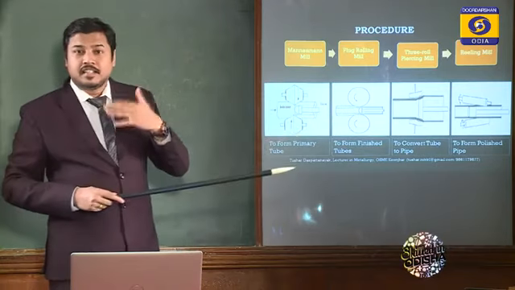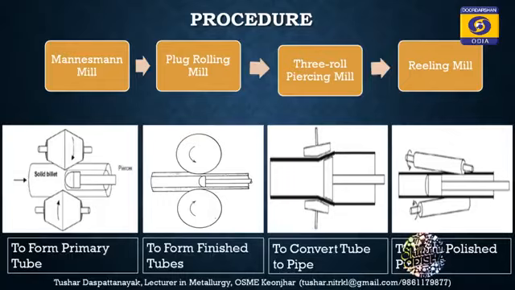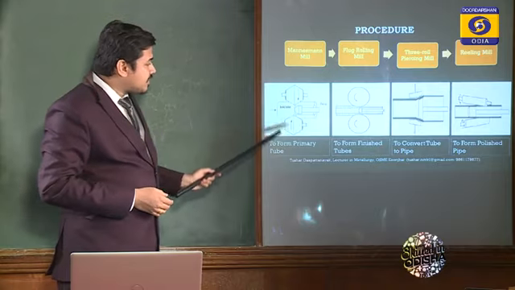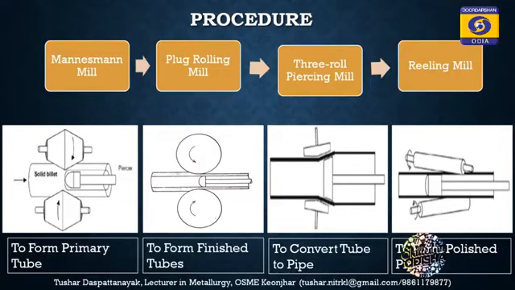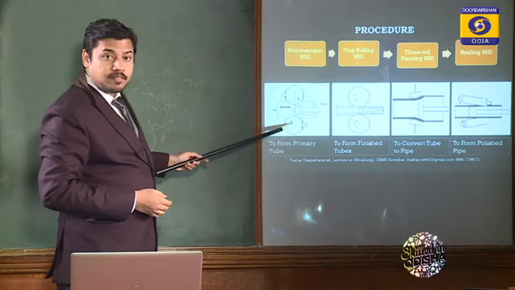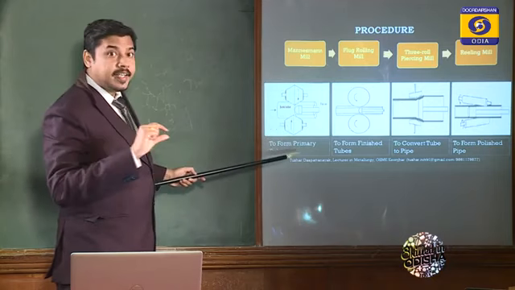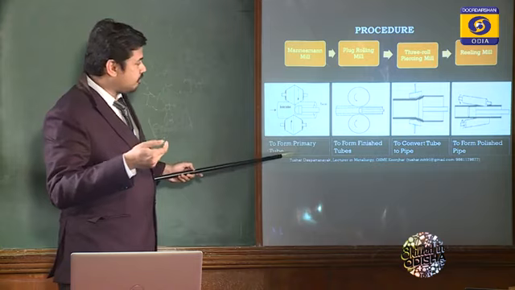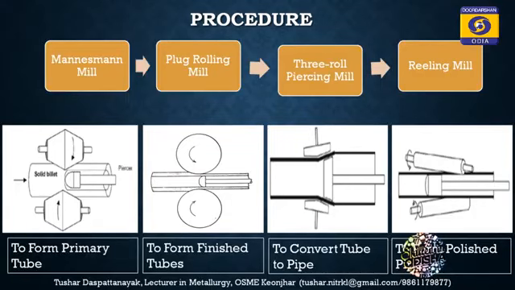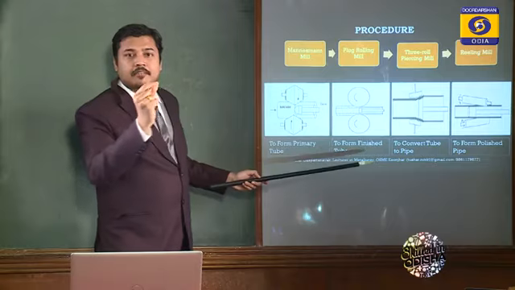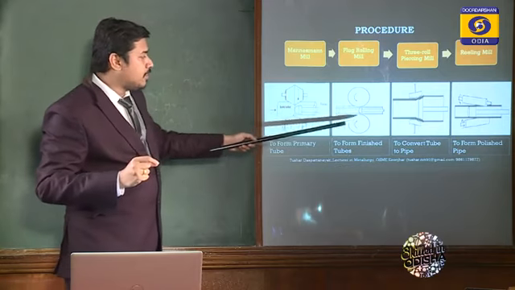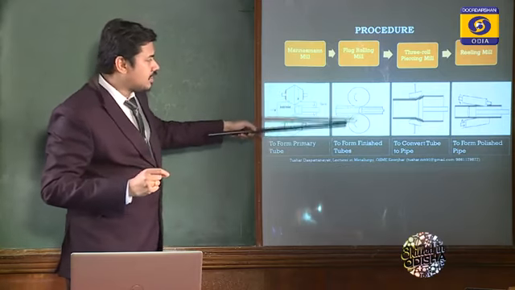How can we generate a seamless pipe? Four different kinds of mills are used to generate a seamless pipe. One is the mandrel mill, next is the plug rolling mill, next is the 3-roll piercing mill, and next is the reeling mill. In the mandrel mill, a barrel-shaped roll is used to form the primary tube from the billet. Next, to form the finished tube, the thickness of the tube is reduced. In the plug rolling mill, we use a plug with 2 cylindrical rolls.